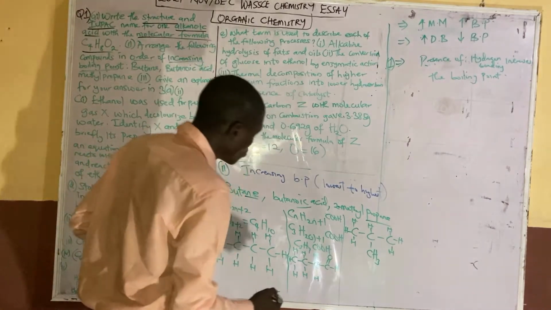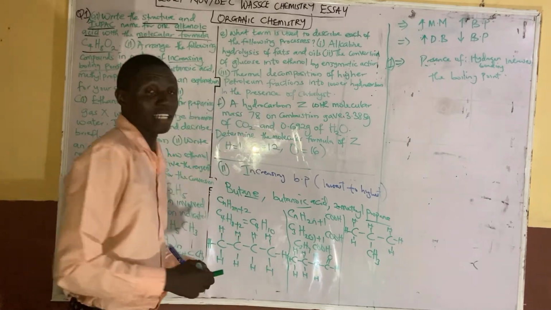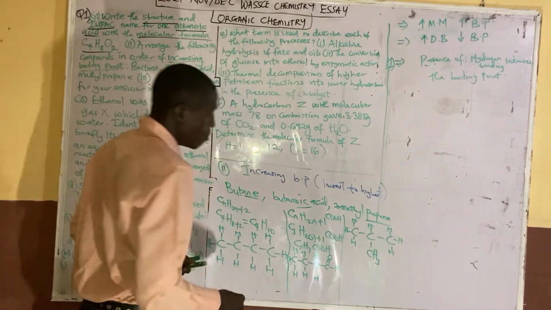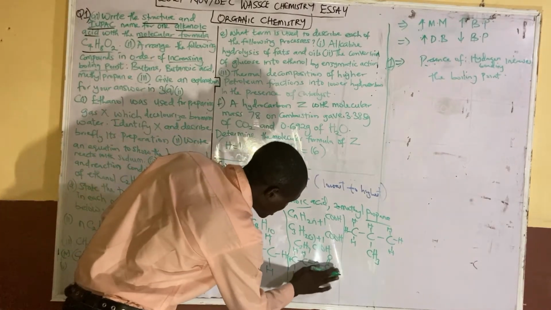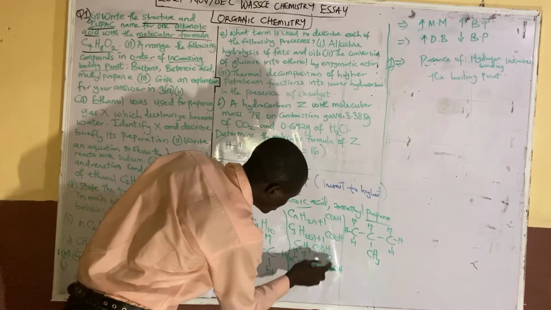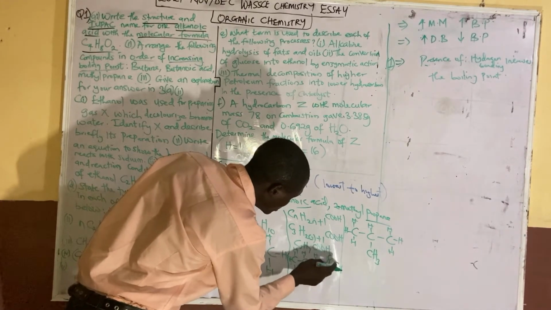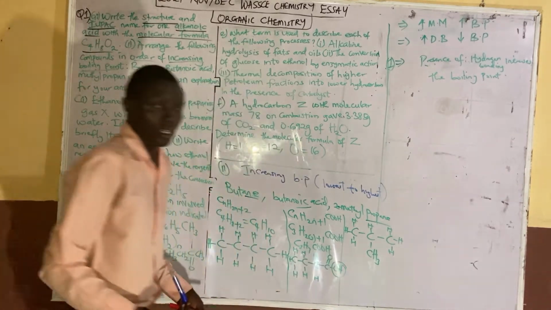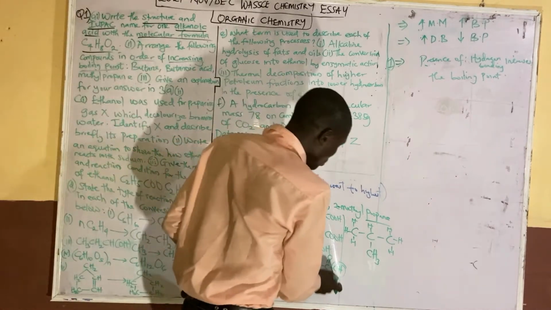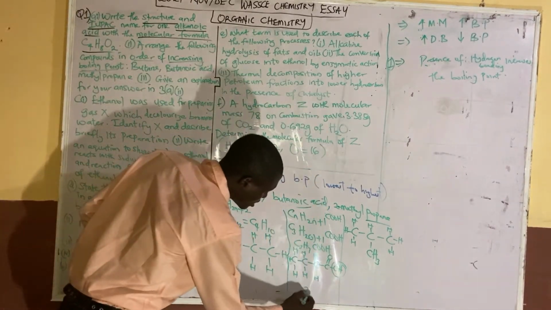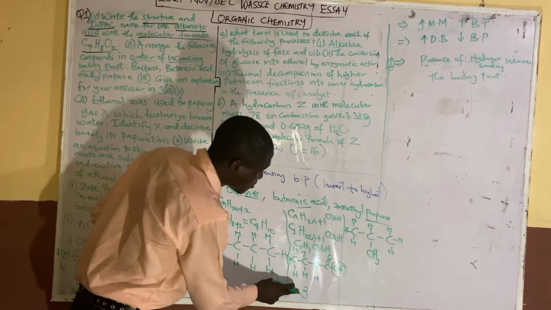So the one that will have the highest boiling point is this one. Look at this. It has OH here. Suppose C double bond OH. So this one has hydrogen bonding between O and H. So this one has the highest boiling point. This one will be number 3.